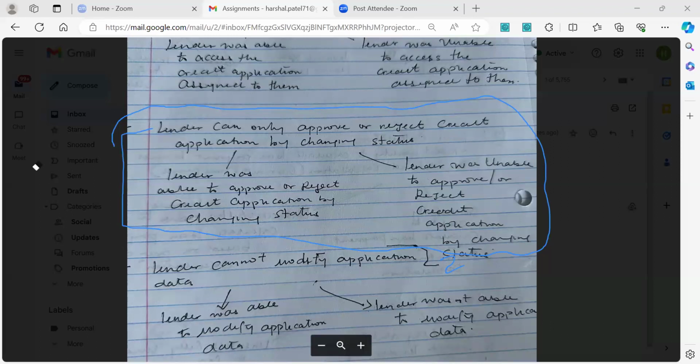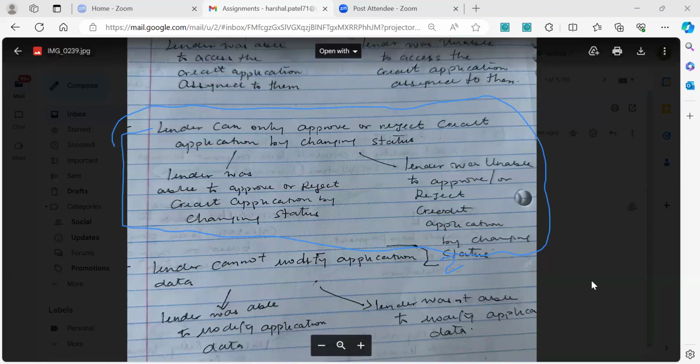So think about what the state of the system would be for a credit application, and what can the lender do on it? So it talks about status. That's one hint I'll give you.